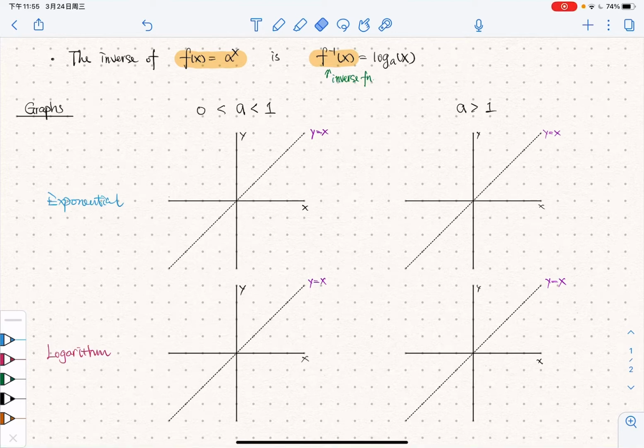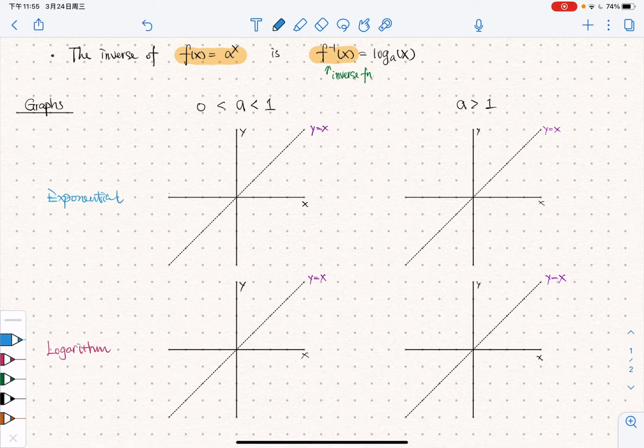I think now we have the right knowledge and tools to draw the graph of the log function. First, we draw the graph of the exponential function. Since log is the inverse of the exponential function, we can flip the graph of the exponential function around the axis y equals x, and then we'll obtain the log function. First, let's draw the exponential function for the case a is larger than 0 and smaller than 1.